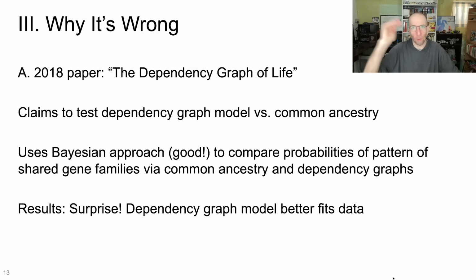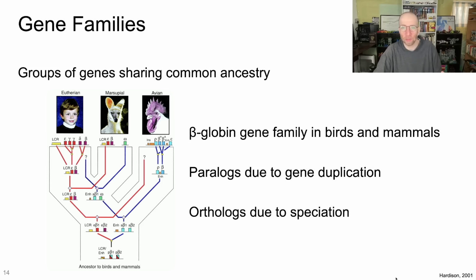Okay, so before we go any further, let's briefly talk about gene families. A gene family is a group of genes that share common ancestry. So a really good example of this shown on screen is the beta globin gene family in birds and mammals. This is a component of hemoglobin. And we can look at 2 different types of genes that are homologous within a gene family.